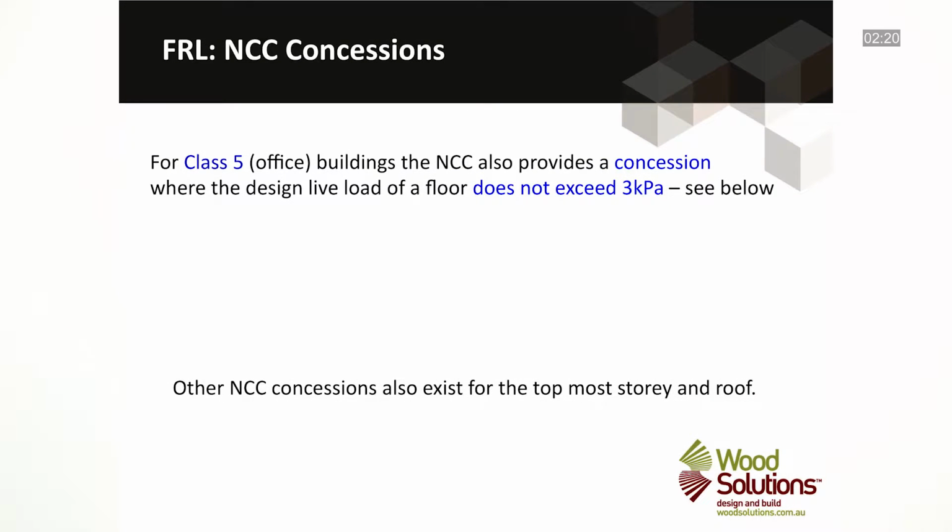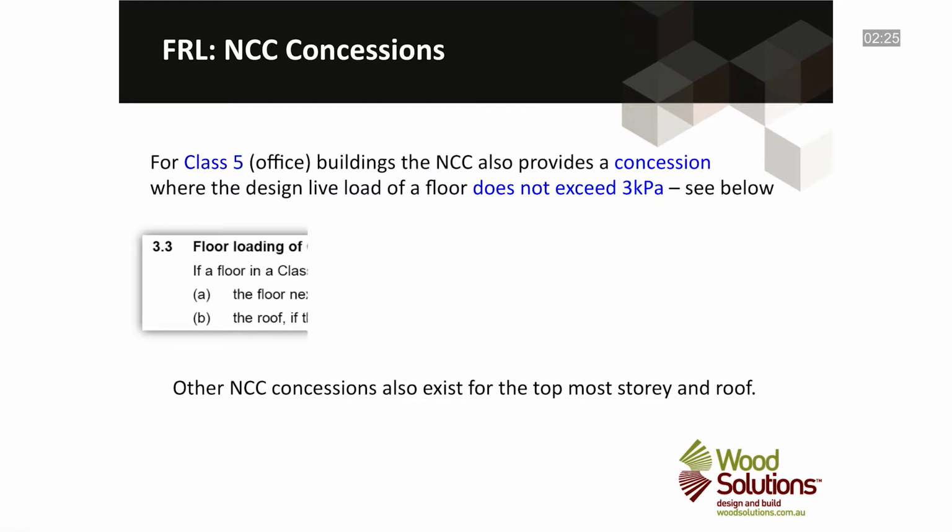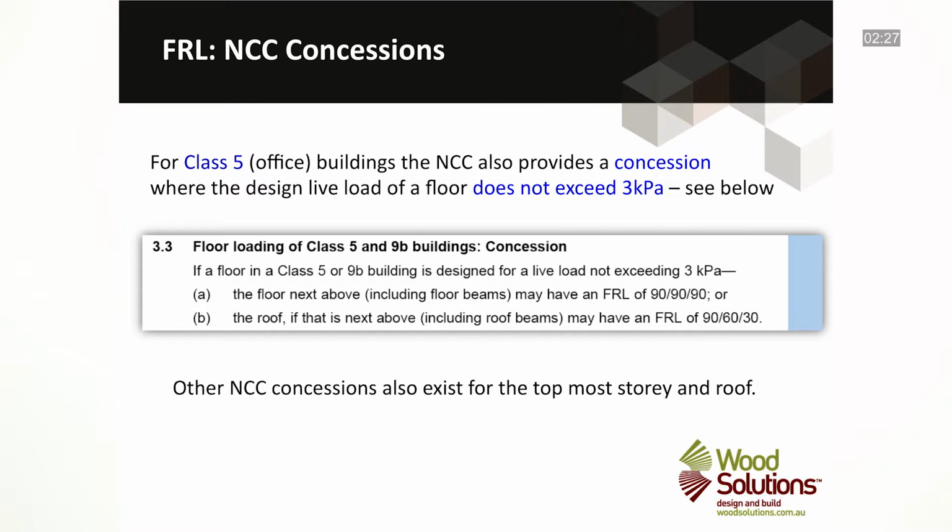is again used. For Class 5 office buildings, the NCC also provides a concession where the design live load of a floor does not exceed 3 kPa, allowing the next floor above to reduce to an FRL of 90-90-90 for beams and floors, but not columns, or the roof, if that is the next level above, to reduce to 90-60-30. The NCC also allows other concessions for the topmost story of a building and the roof.